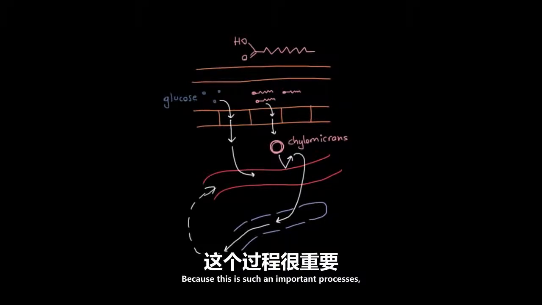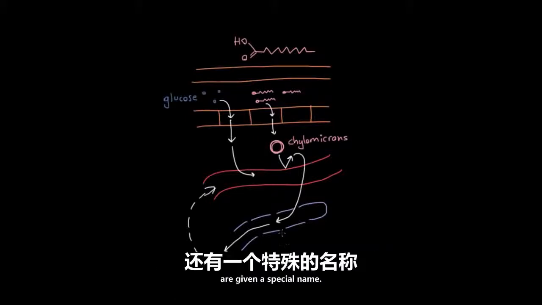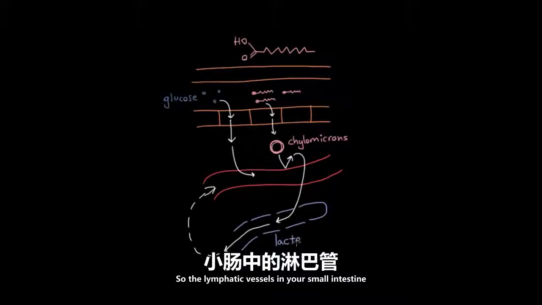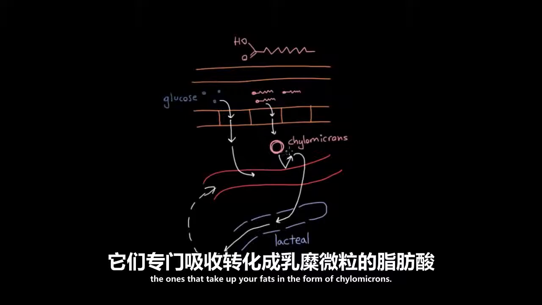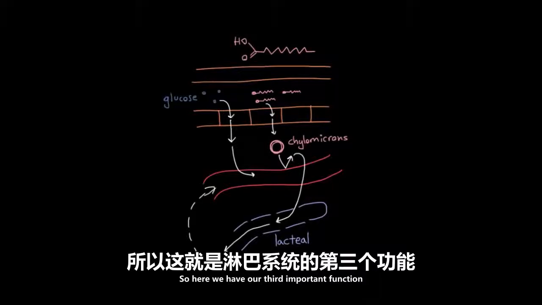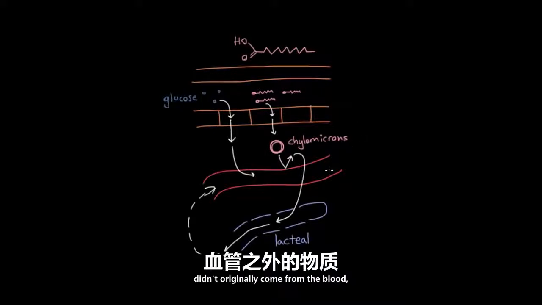Because this is such an important process, these lymphatic vessels in your small intestine are given a special name, and that name is lacteal. So the lymphatic vessels in your small intestine are known as lacteals, and those are the ones that take up your fats in the form of chylomicrons. So here we have our third important function of the lymphatic system, which is to transport things which didn't originally come from the blood, to transport them into the blood.